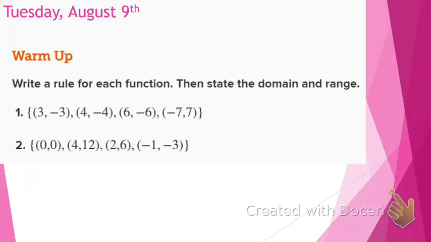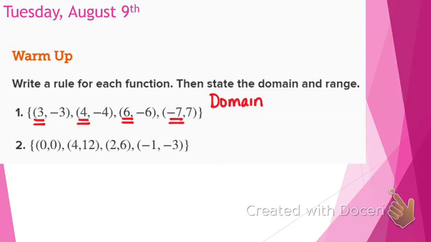Okay, so let's start off by writing our function rule. So we have ordered pairs. Actually, we're going to start by doing domain and range. Your domain is your x value. So domain is x. That would be these numbers here. Those are my x values. Let's go ahead and list those numbers from smallest to largest.